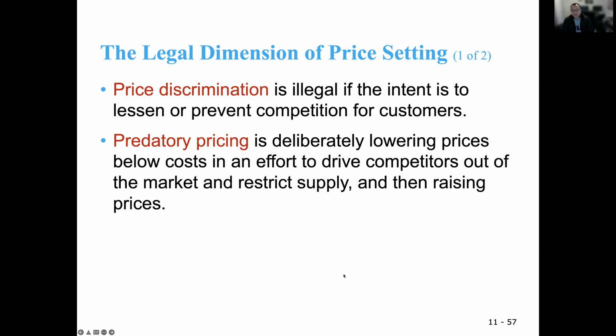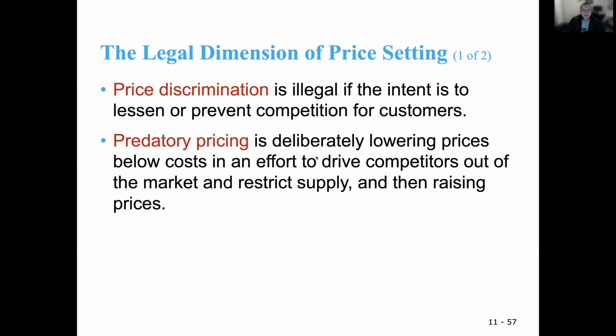Legal dimension of price setting: price discrimination is illegal if the intent is to lessen or prevent competition for customers, okay? So basically, once I charge one person $100, and then another person walks into my store, and I charge them another 100, and that person says, no, your competitor is charging $60. And then right away I say, okay, guess what? I will charge you 55, right? So that price discrimination is illegal.